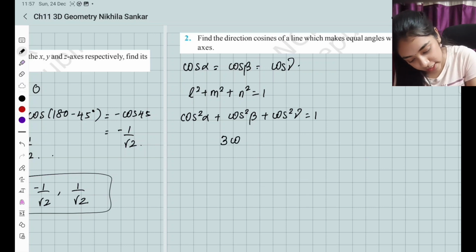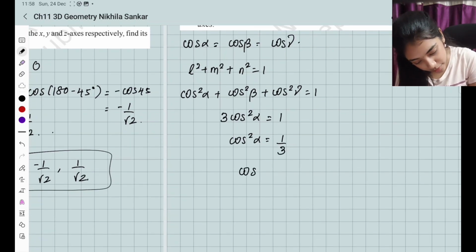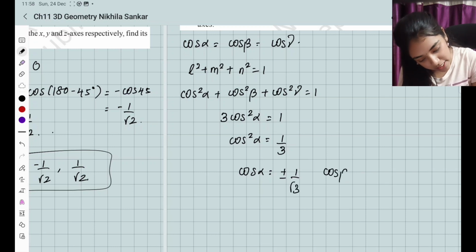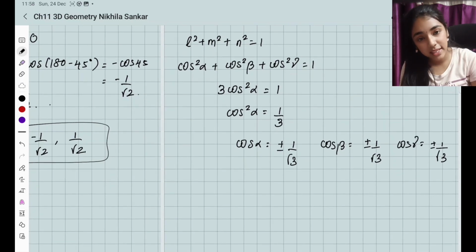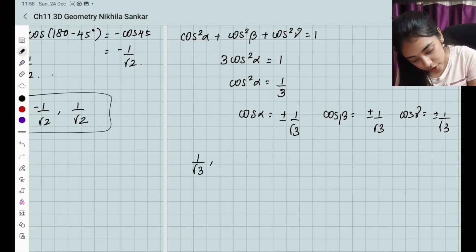So, I have 3 times cos square alpha equals 1. So, cos square alpha equals 1 divided by 3. So, this is going to be cos alpha equals plus or minus 1 by root 3. Appo cos beta na, this is also going to be plus or minus 1 by root 3. And cos gamma is going to be plus or minus 1 by root 3. But since they have given that they all make equal angles, நம்ம negative எல்லாத்தையுமே neglect பண்ணிட்டு, we are only going to write the positive value.